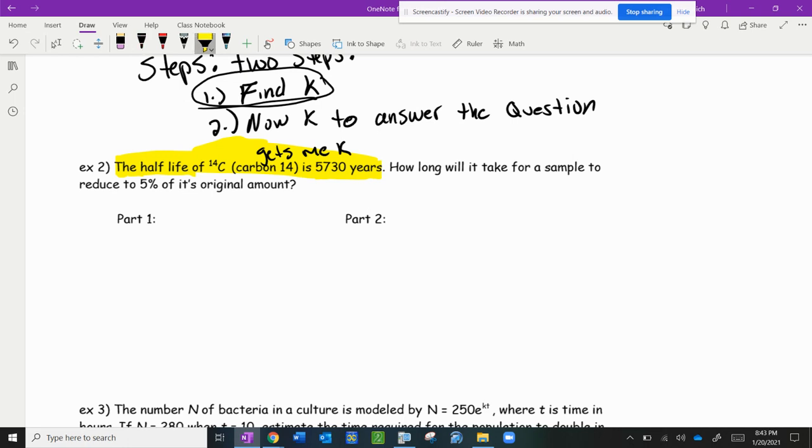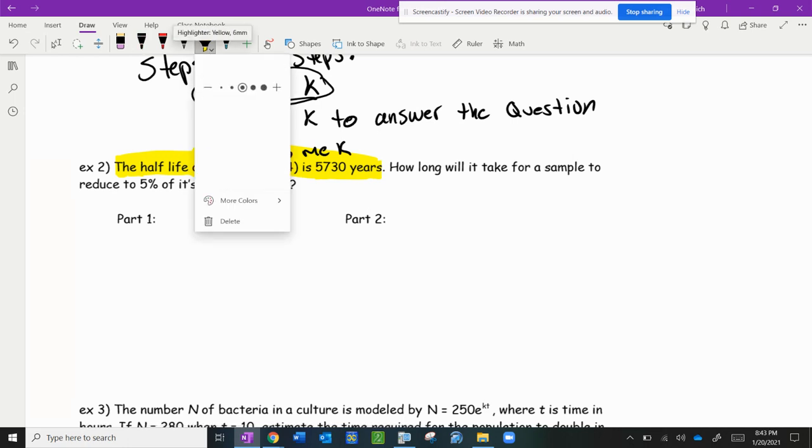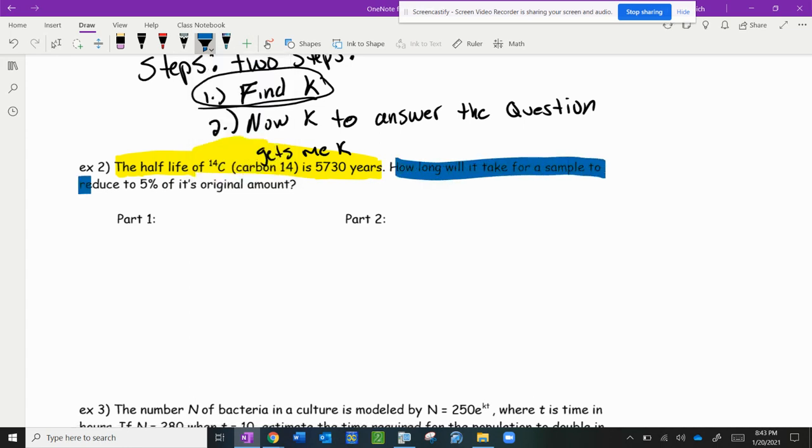Now, this part of the equation is part 2. Once I know my k, I can answer the question that I'm after, okay? But I can't answer how long it'll take for 5% of its original amount if I don't know k, because then I would have k in the equation as an unknown, and I'll also have t, which I'm trying to find out. So I've got to find one of those. So part 1, find k.